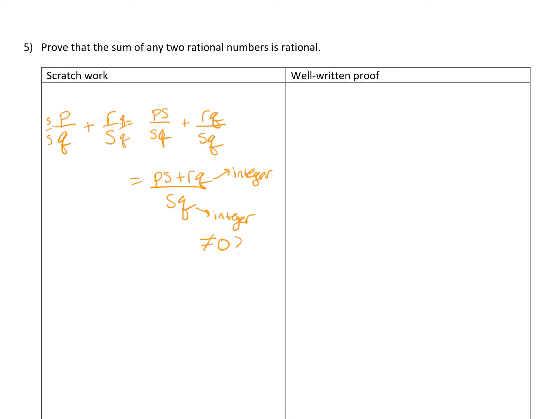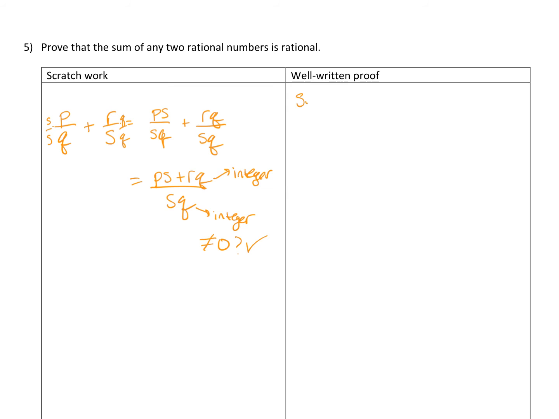So SQ, is it not zero? So I wrote P over Q and R over S as rational numbers, which means neither Q nor S could be zero, right? Which means that SQ could not be zero. Okay, so I think I've shown it. Now I just have to write it out very formally.